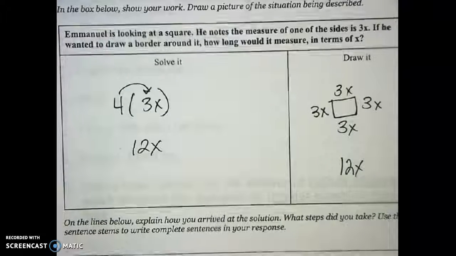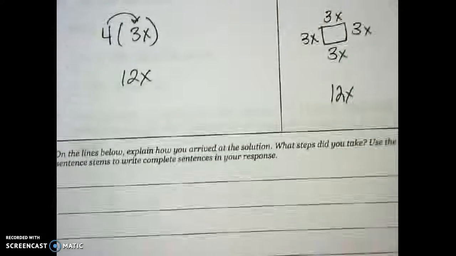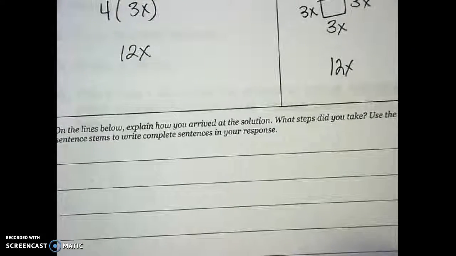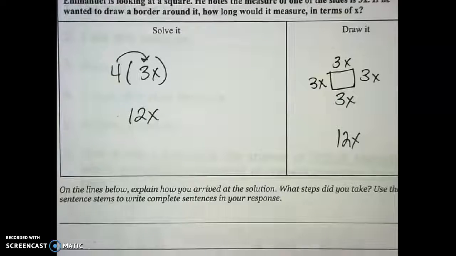Explain what steps you used to solve this in complete sentences. So when you are writing constructed responses, you should use your vocabulary terms, stating that you combine like terms, that you use the distributive property, that you knew the square had 4 equal sides, and construct it in 2 to 3 sentences explaining how you solved it and using the vocabulary terms from this unit.